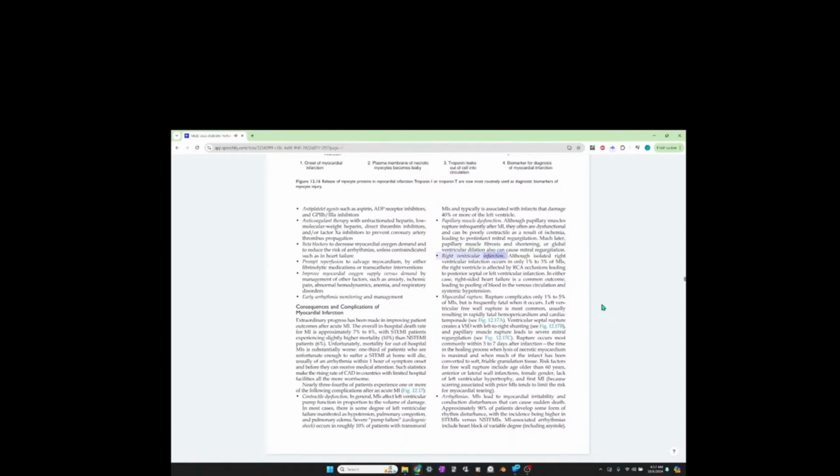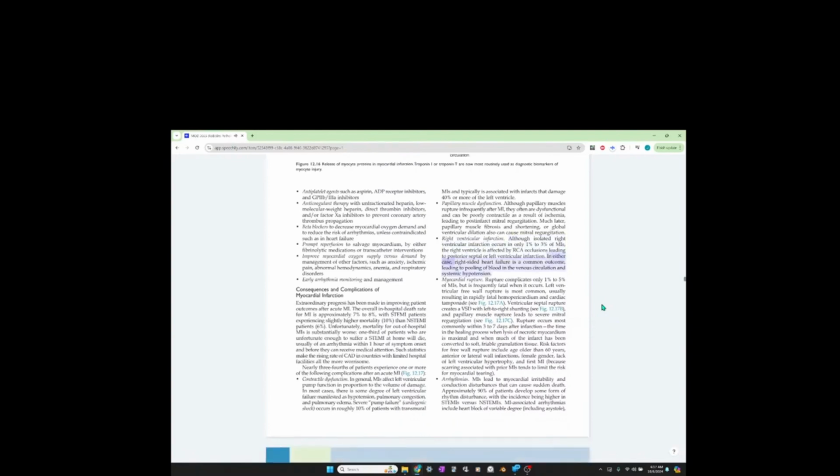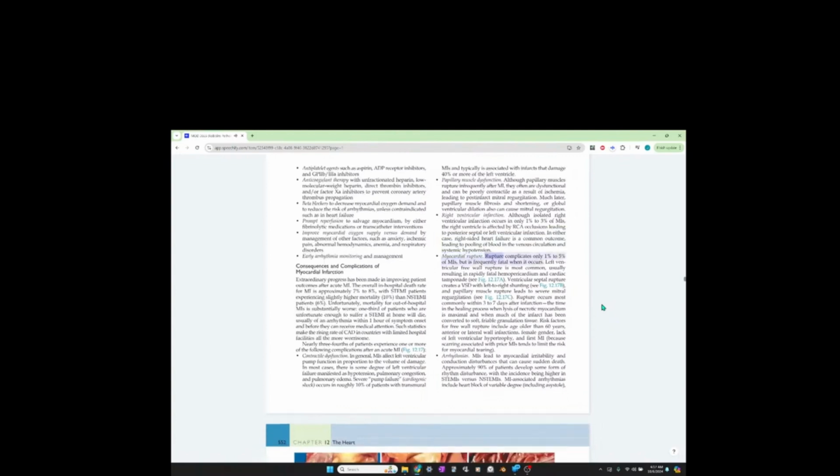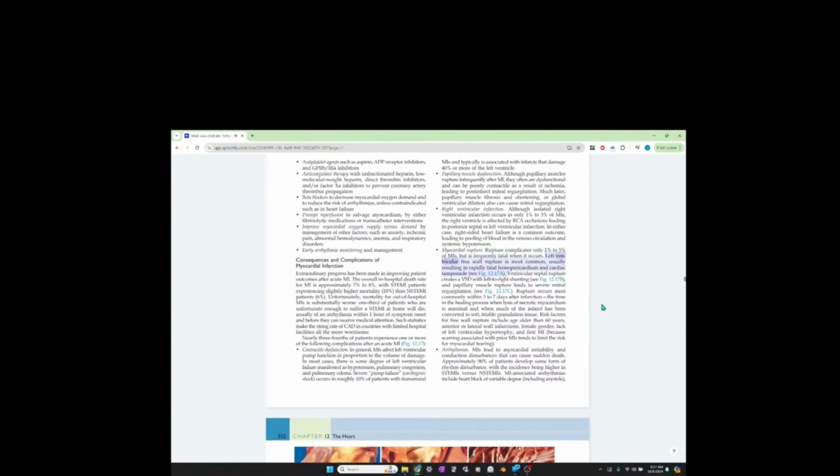Right ventricular infarction. Although isolated right ventricular infarction occurs in only 1% to 3% of MIs, the right ventricle is affected by RCA occlusions leading to posterior septal or left ventricular infarction. In either case, right-sided heart failure is a common outcome, leading to pooling of blood in the venous circulation and systemic hypotension. Myocardial rupture. Rupture complicates only 1% to 5% of MIs, but is frequently fatal when it occurs. Left ventricular free wall rupture is most common, usually resulting in rapidly fatal hemopericardium and cardiac tamponade.